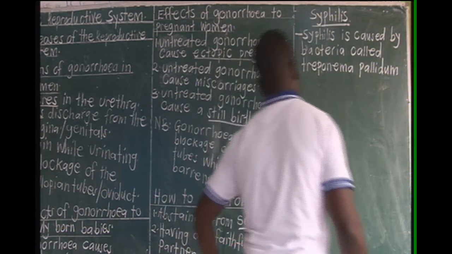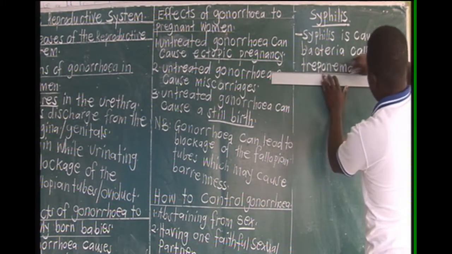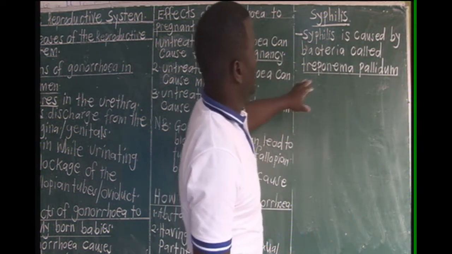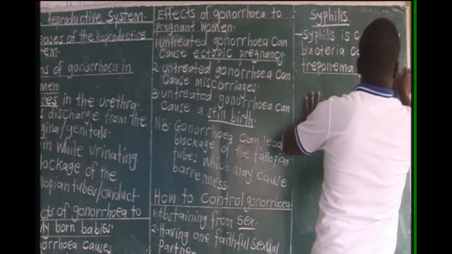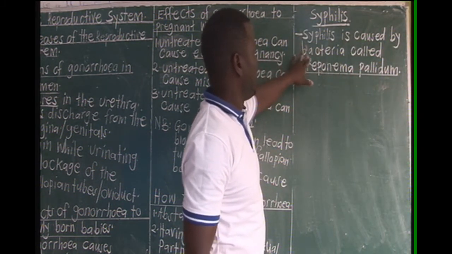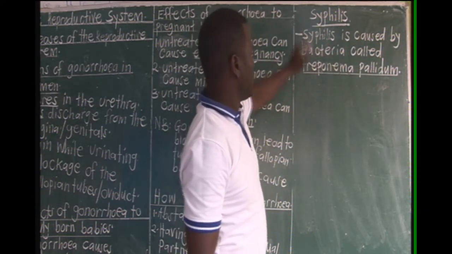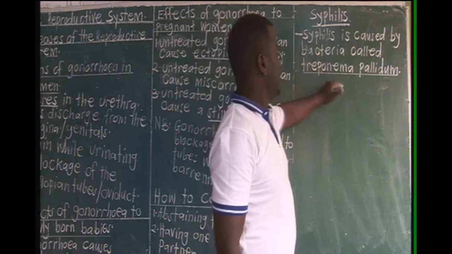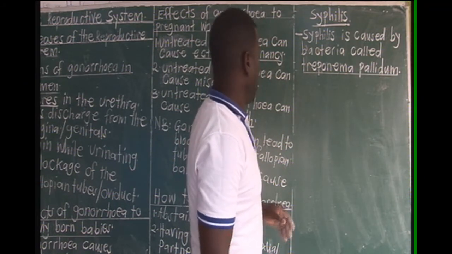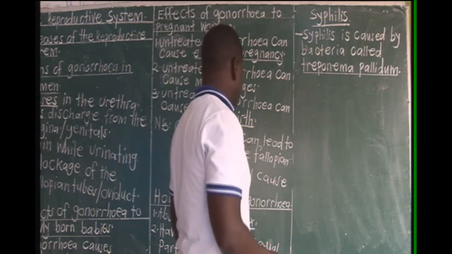Syphilis is caused by bacteria called Treponema pallidum. Mind the spelling of the word Treponema. If the word Treponema pallidum is very difficult for you to write, and they ask you the cause of syphilis, you can simply say syphilis is caused by bacteria, and you stop there. But there are some examiners who can ask you, name the bacteria that causes syphilis. Then there you must be in a position to write this word called Treponema pallidum, because it is the bacteria that causes syphilis.